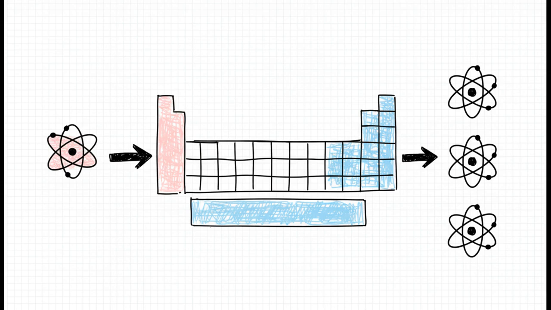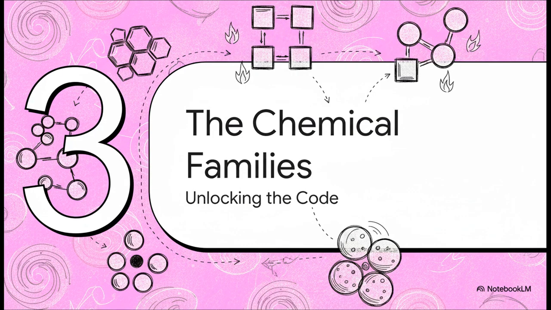But the vertical columns, those are called groups. And this, my friends, is where the magic happens. Elements in the same group have similar chemical personalities, and that's because they have the same number of electrons in their outermost layer. And honestly, understanding the groups is the real secret to reading this table. This is how you avoid having to memorize 118 different elements. Instead, you just learn the characteristics of a few key groups, or chemical families. Let's check out 2 totally opposite examples.